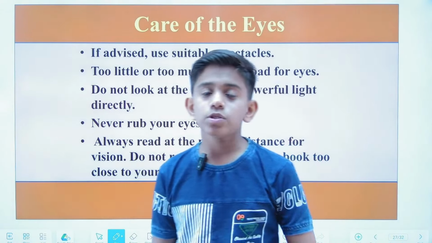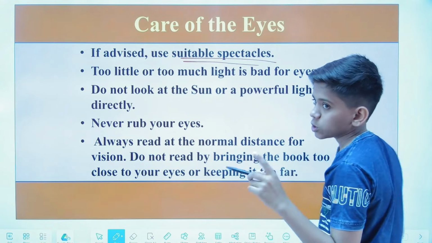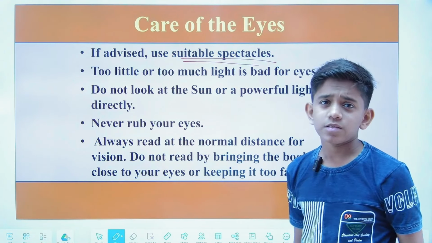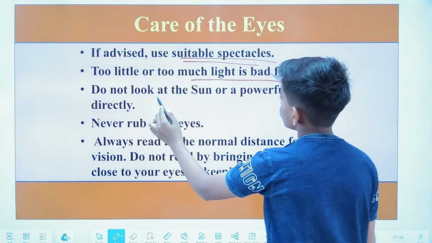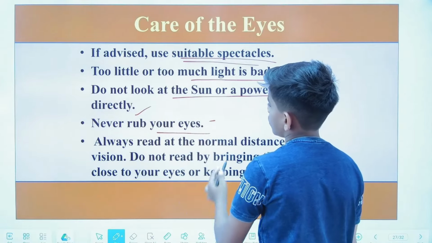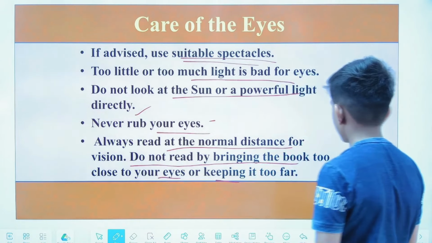So, care of eyes. How should we take care of eyes so we do not have myopia or hypermetropia? It is advised to use suitable spectacles. If you do not have spectacles, do not take your friend's spectacles and use them, because it can damage your eyes. Too little or too much light is bad for eyes. Do not look at the sun or powerful light directly. Never rub your eyes. Always read at the normal distance of vision. Do not read by bringing the book too close to your eyes or keeping it too far.